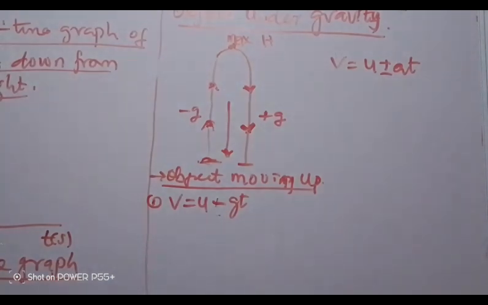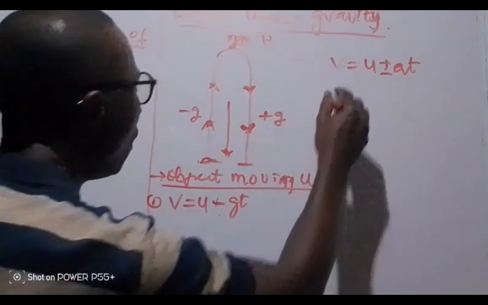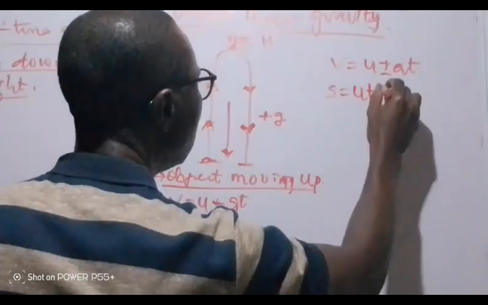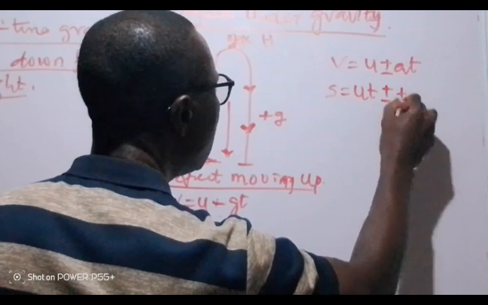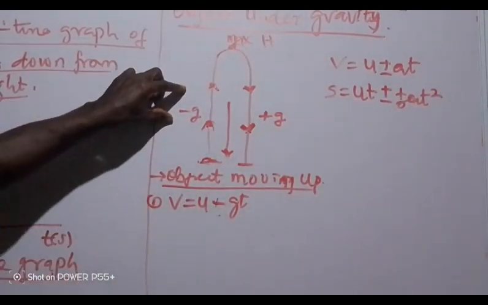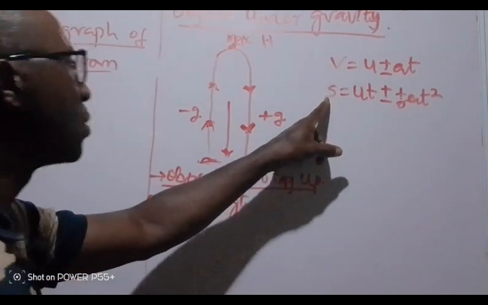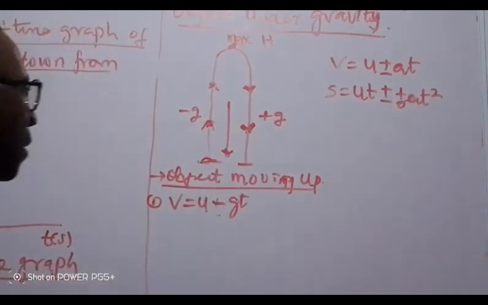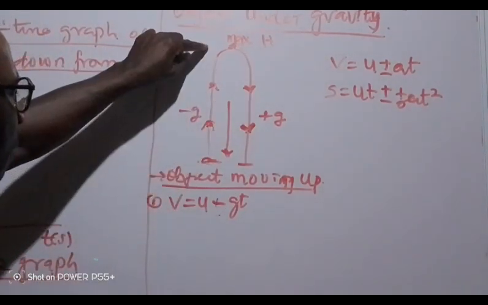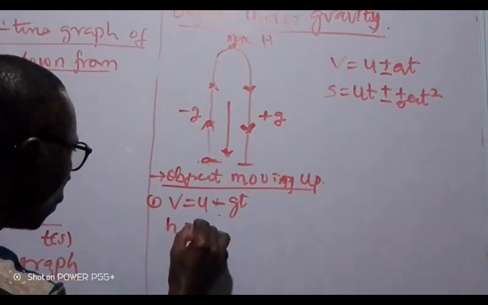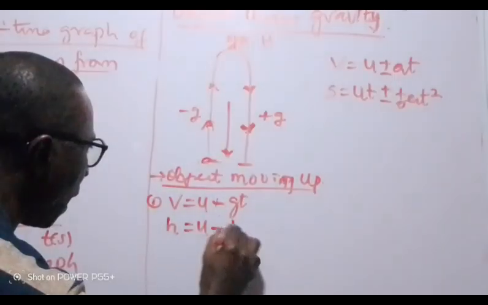Now, equation 2 under linear motion is s is equal to ut plus or minus half at squared. For this side, which is negative now, since this one is horizontal distance, here we are not talking about horizontal distance. What we are talking about is height. So our s we change to h, then h is equal to ut, since it is this side, minus half gt squared.